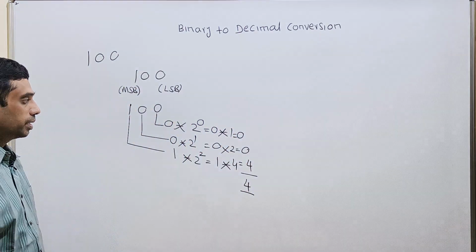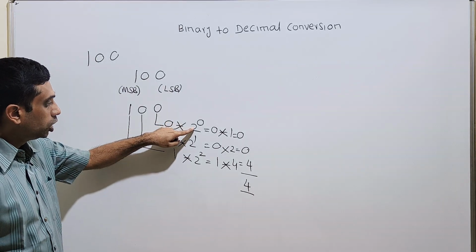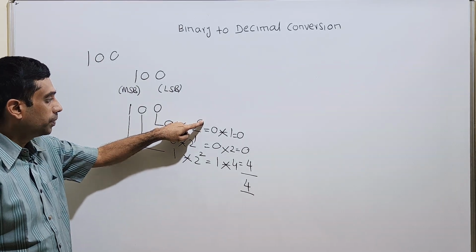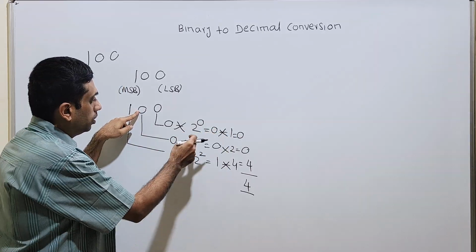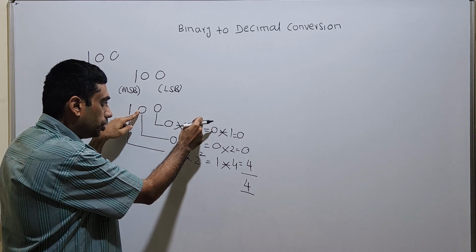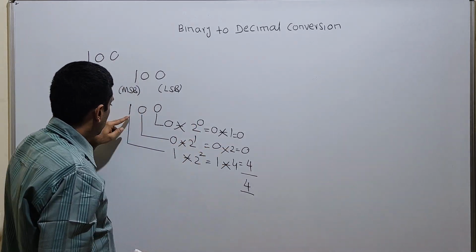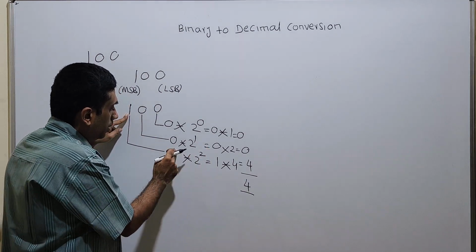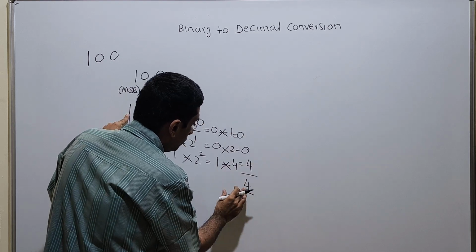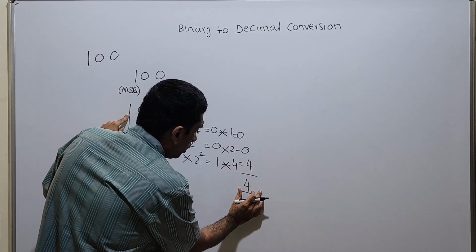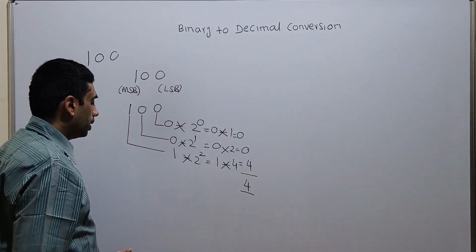This is the way you have to perform the conversion. Take the digit in the least significant bit and multiply it with 2 power 0. So 0 into 2 power 0 equals 1, which is equal to 0. Next digit, you will increase the power from 0 to 1. 0 into 2 power 1 equals 0 into 2, which equals 0. Next digit, increase the power by 1. 1 into 2 square, which is equal to 1 into 4, which is equal to 4. And add all the digits. I am getting the value 4, which is the decimal number for the given binary number 100.